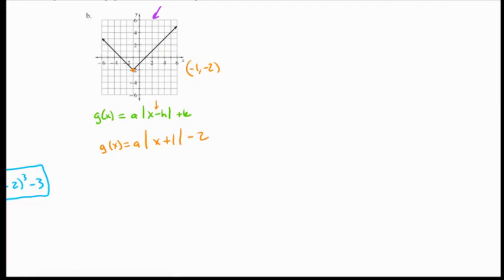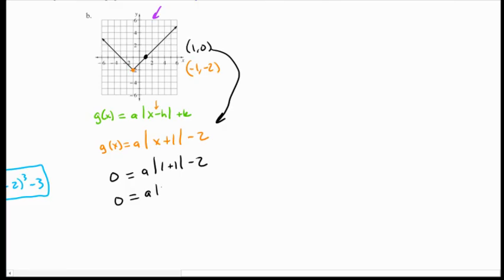And then I'm going to use another point here. I'll go ahead and choose this one here, which is (1, 0). I'm going to plug that into the equation here. So my y value is 0. My x value is 1. And again, we could have chosen any point, but I'm just going to use that one there. So 0 equals a times the absolute value of 2, minus 2, which is just, absolute value of 2 is just 2. Add 2 to both sides.